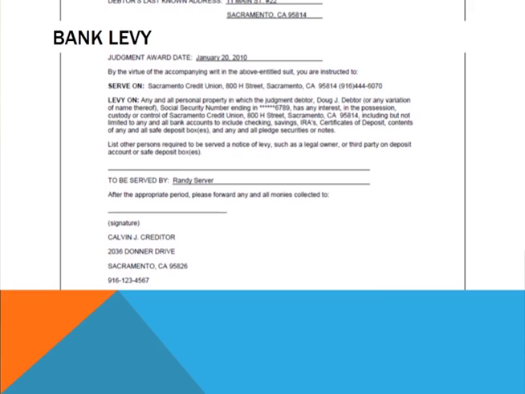And then where it says to be served by, typically it's going to just be the sheriff. The reason is that they will go ahead and serve it on the bank. They'll mail it out to the bank for their standard fee. There used to be an incentive to get the levy order from the sheriff and then use your own process server, and that was to time the date of the levy.